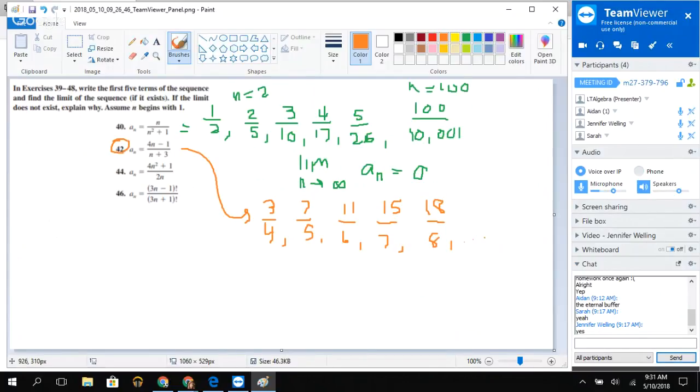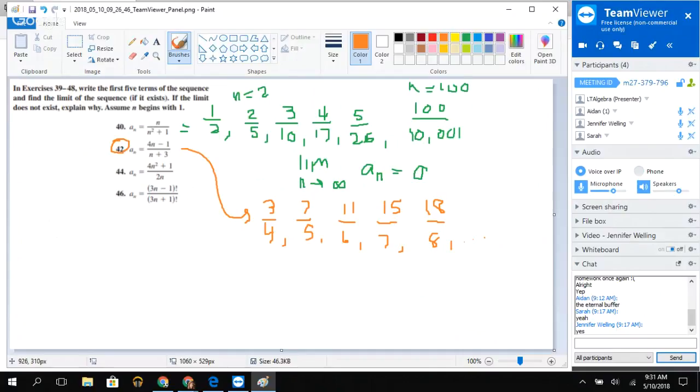Okay, so this sequence, when you look at it, is not diverging. It's not going from negative to positive to negative to positive. It does follow a pattern. It's not similar to the problem above, because here the numerator is actually growing faster than the denominator. So we don't have that situation going on.